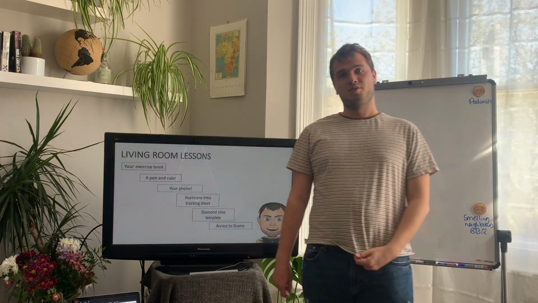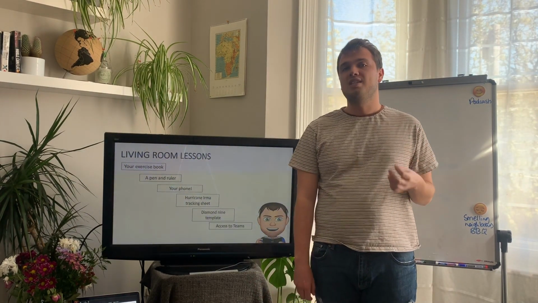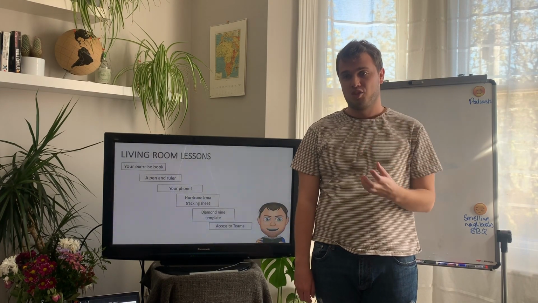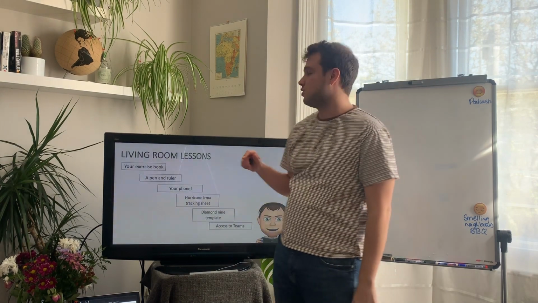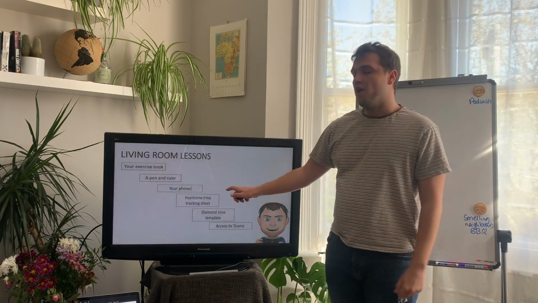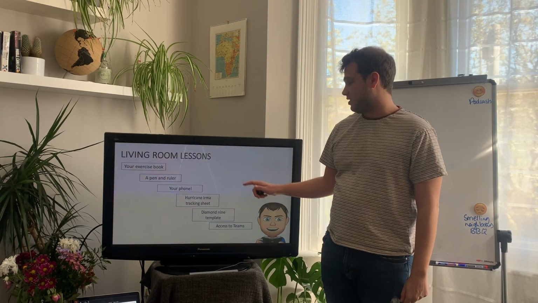So what we're going to come on to today is we're still having a look at tropical storms, but we're going to have a look in a bit more detail today at the main effects and responses to them. So what you're going to need today is your book, a pen and a ruler, some highlighters as well, your phone, and the Hurricane Irma tracking sheet. You will want to print this.